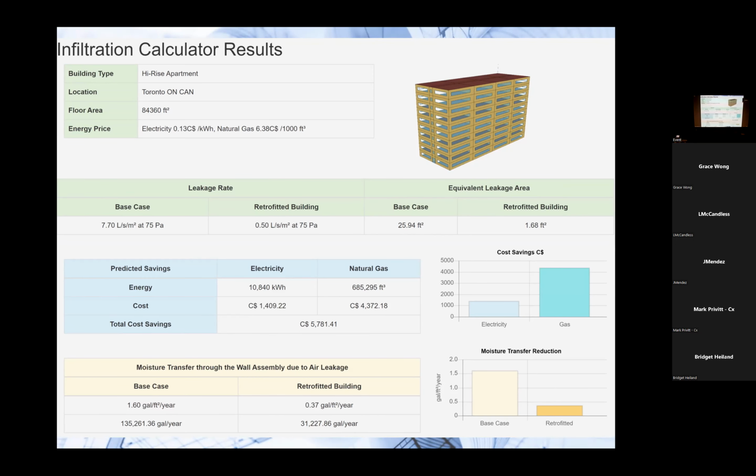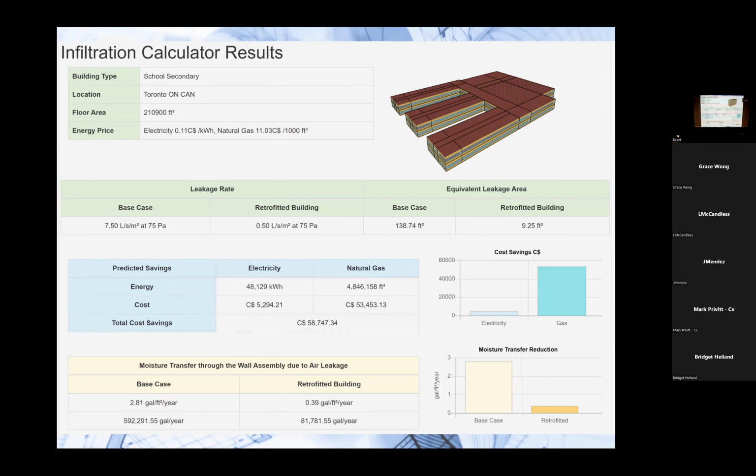135,000 gallons are going through that 26-foot hole. I think that's a lot of water. And that's water vapor. How about this one? Now we got a hole that's almost 140 square feet. How many gallons? If you're sitting in the back, it's 592,201.55 gallons. Do you think you got a problem? And yet we don't think about it that way, you know?